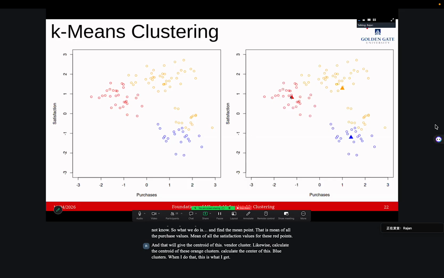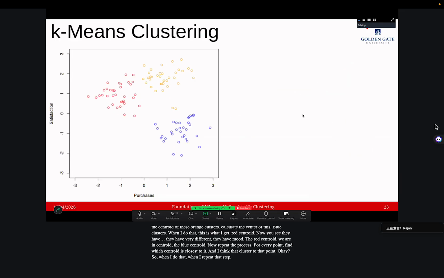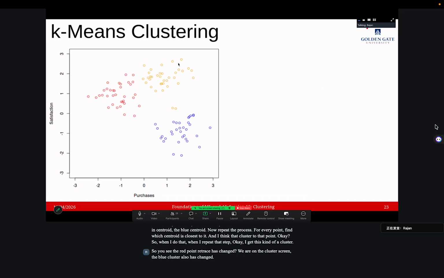Red centroid. Now you see they are very different now. They have moved: the red centroid, the orange centroid, the blue centroid. Now repeat the process. For every point, find which centroid is closest to it and assign that cluster to that point. When I repeat that step, I get this kind of a cluster. You see the red cluster has changed, the orange cluster has changed, the blue cluster also has changed. I do not know whether I should call it orange or yellow, whatever the color is.